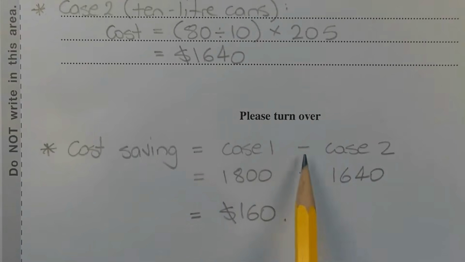So to work out the cost saving, we work out the difference between case 1 and case 2. So case 1 minus case 2, since case 1 is more expensive, $1,800 minus $1,640 gives us a cost saving of $160.